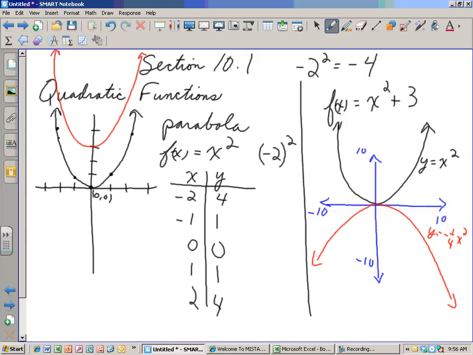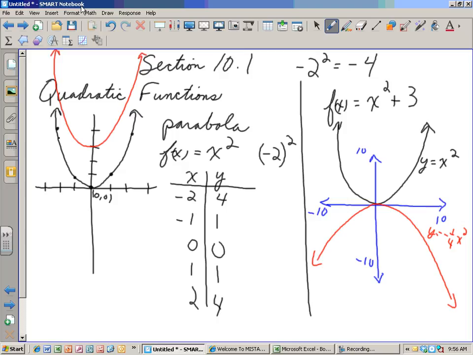What if we graph this one in green? What do you think would happen if I graph y equals 2x squared, compared to both of them? Let's graph it and see what you think's going to happen.